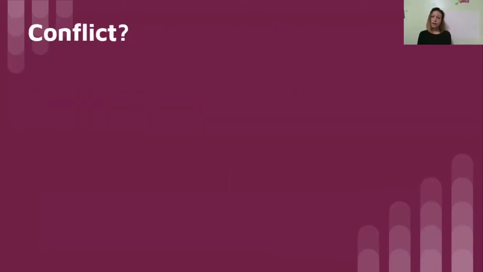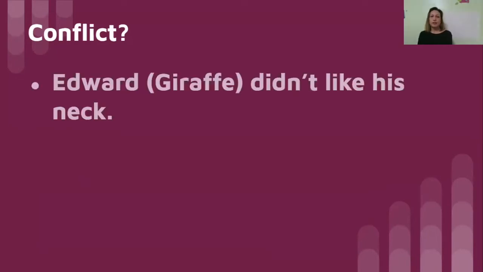What was the conflict, the problem? Take a second. Think about it. Edward, who was the giraffe, didn't like his neck, right? There wasn't really something wrong, but Edward thought there was, right? He didn't like his neck, and for him, that was a conflict.